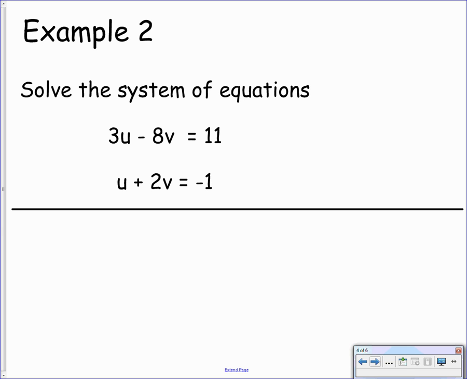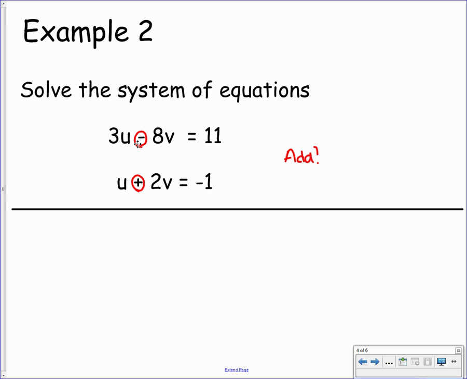Right, so looking at these equations, you should first of all see that one of them is a negative and one of them is a positive. Different signs this time tell us we need to add. The other thing you should notice is that none of the variables have the same value. We've got a 3u and a u, and then an 8v and a 2v.